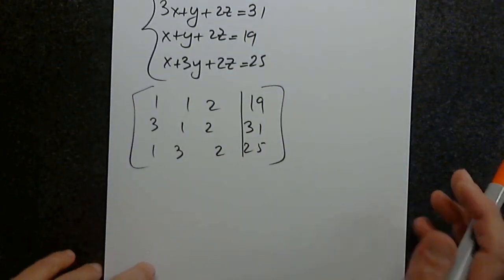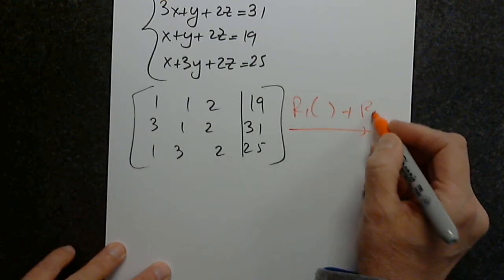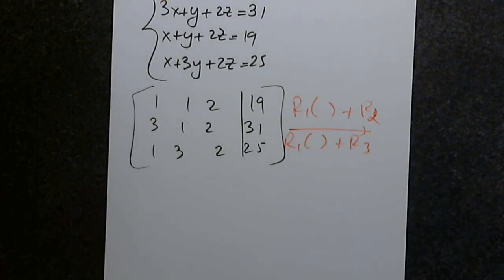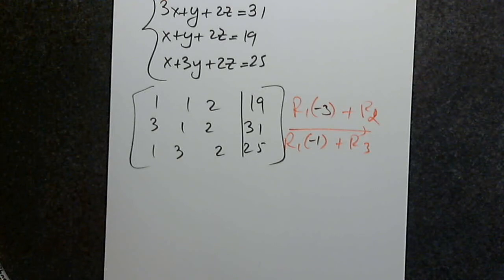Okay, so now obviously I have to use row 1, multiply by something and add it to row 2, and vice versa, and the same with row 3. Obviously, this must be a negative 3, and this must be a negative 1.